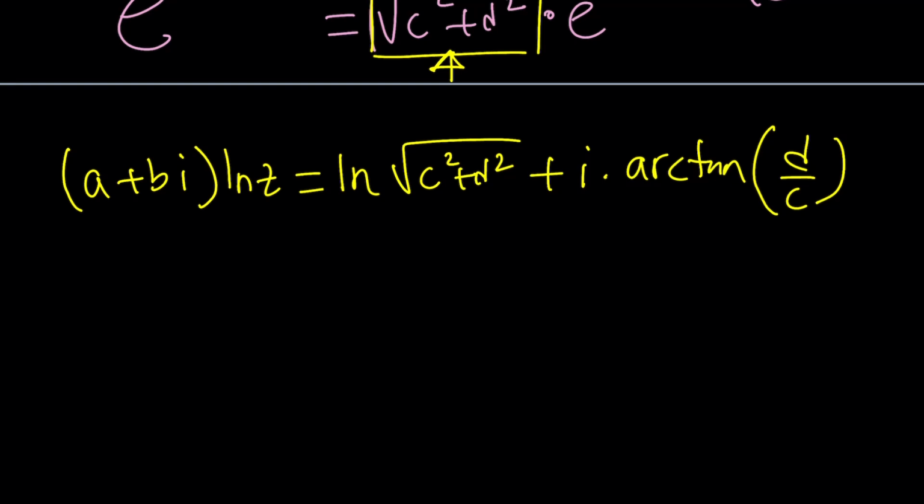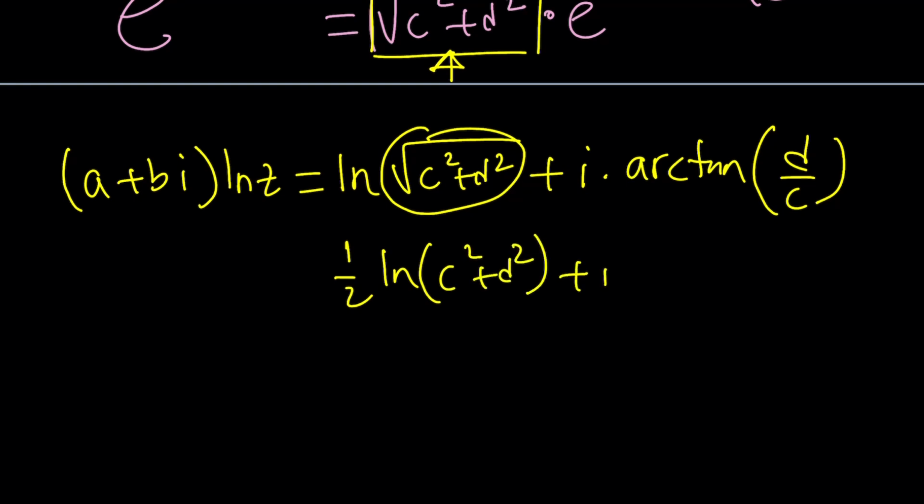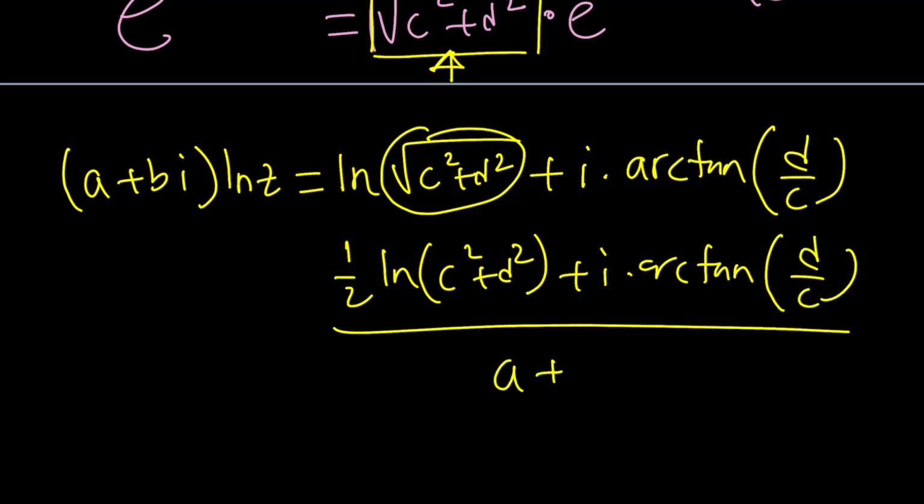And then the next step would probably be dividing both sides by a plus bi. And you could also do one more thing here. You could write this as c squared plus d squared to the power 1/2 and bring the 1/2 to the front. So let's go ahead and do that. Get rid of the radical, because it looks better this way. And then I'm going to go ahead and do 2 steps at a time. I hope you don't mind. Divide both sides by a plus bi. And guess what? That's going to give us ln z.